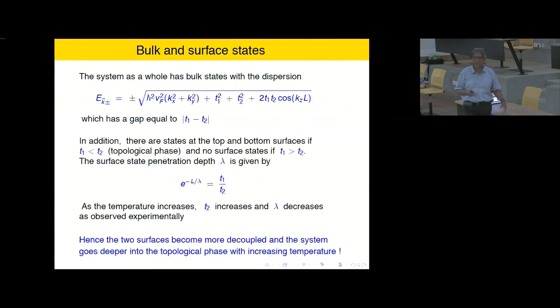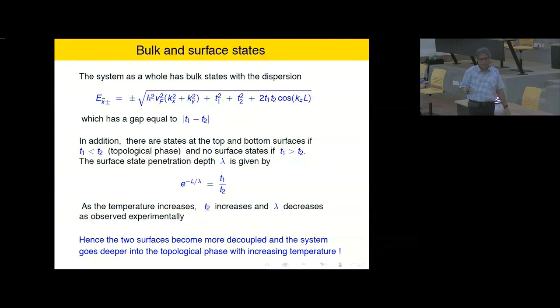So now you discover that the system as a whole has bulk states. These are not the bulk states of the individual nanocrystals which we have thrown out before. These are bulk states of the entire system, so they go across all the grains. And that has this form. You can see that the minimum possible value is when you put kx, ky to 0, and you look at this expression, you find that it has a gap which is T1 minus T2. Okay. So the system as a whole has a bulk gap. In addition, you find that there are states at top and bottom surfaces if T1 is less than T2. I'll call that the topological phase. And there are no surface states if T1 is bigger than T2. That's the non-topological phase.